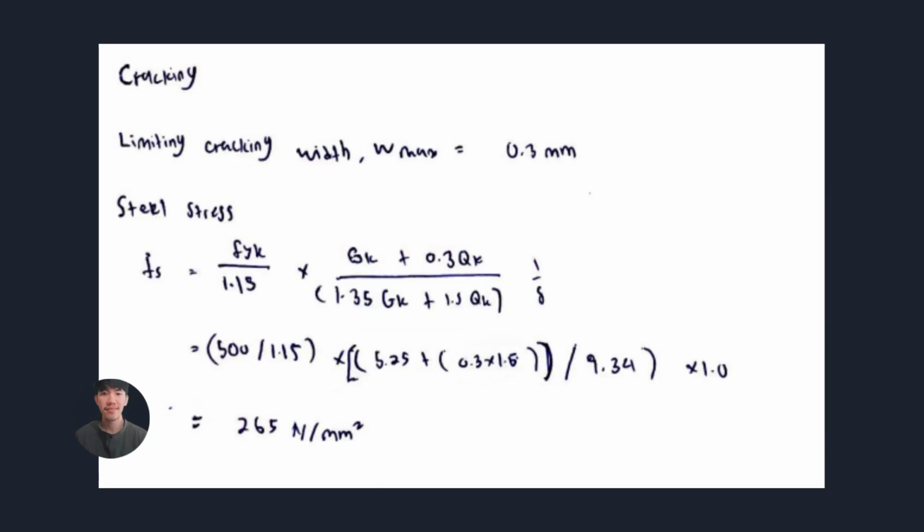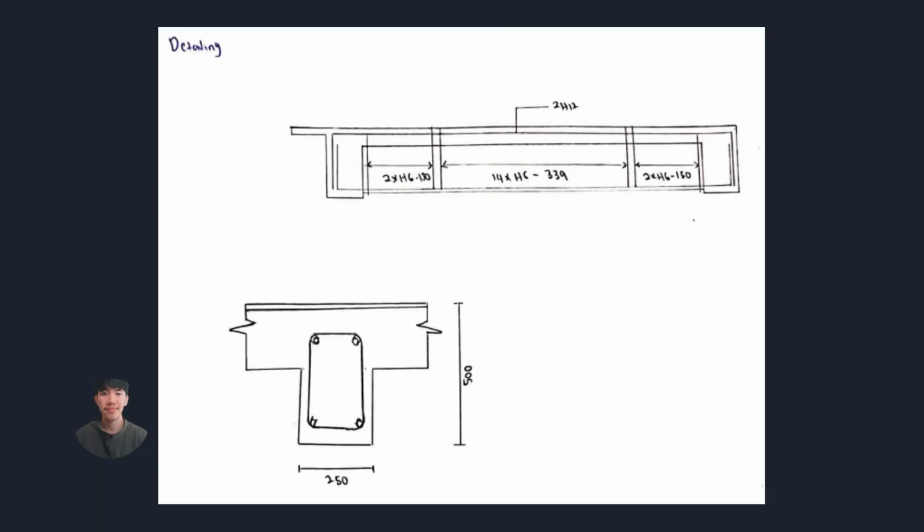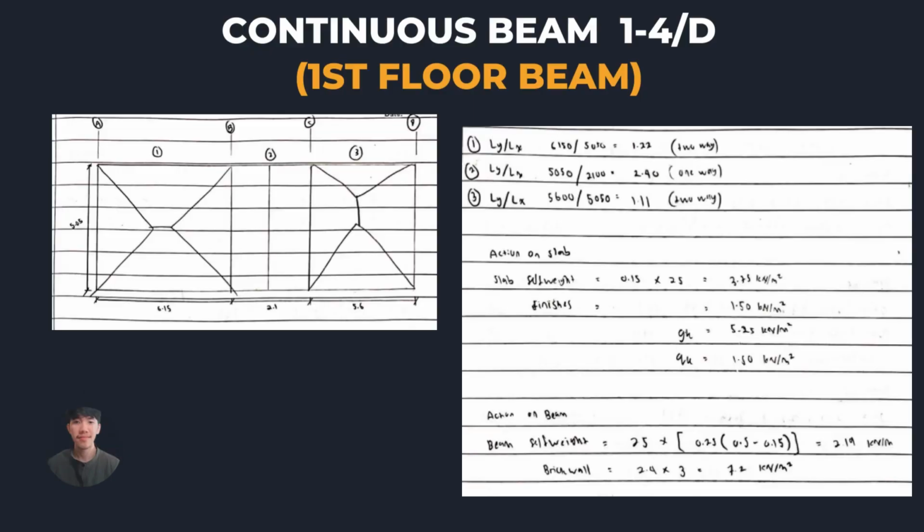For the cracking, limiting crack width Wmax equal to 0.3 mm. For the steel stress Fs equal to 265 Newton per millimeter square. For the detailing, we use 2H25, and the link is H6, and the spacing of the link is 150. For the maximum spacing we use 339.